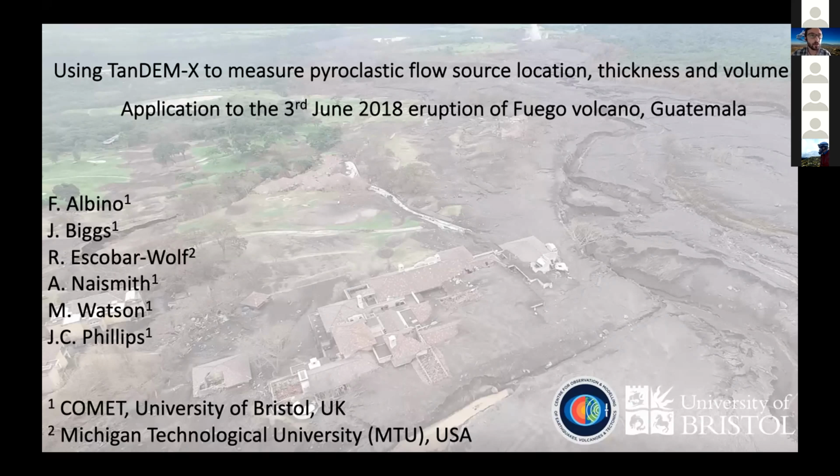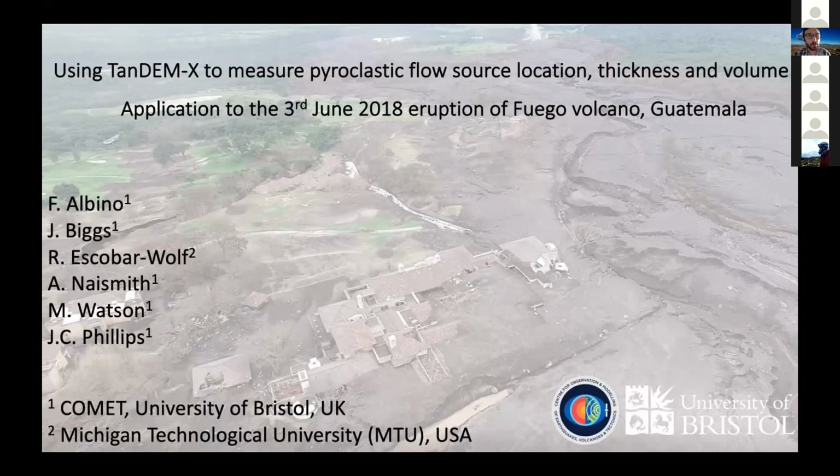So today I'm going to present some of the work we have been doing at Fuego volcano for the past month. It is the first time I have had the opportunity to present this work, using TanDEM-X to measure pyroclastic flow source location, thickness, and volume. And I want to acknowledge my co-authors, because it's very multidisciplinary work with different expertise.